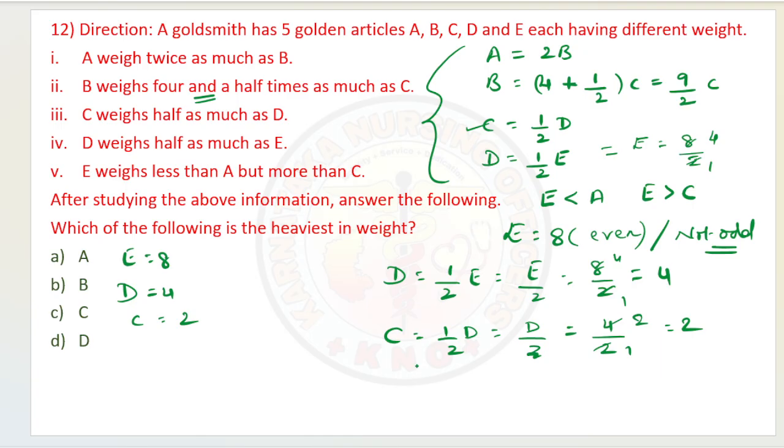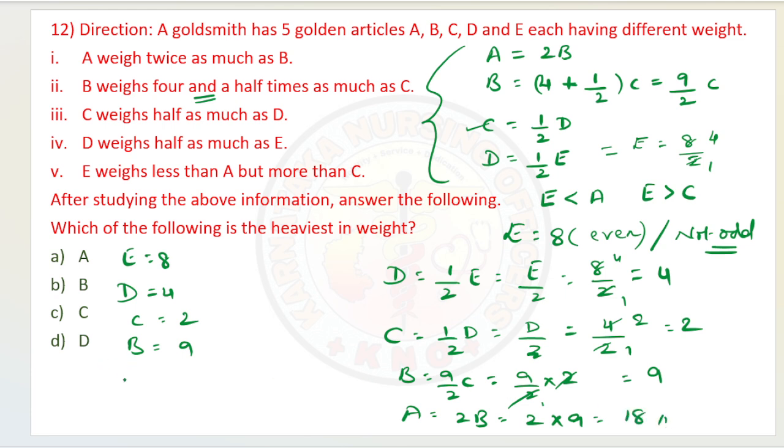Then calculate B. B is equal to 9 by 2 times C. The C value is 2, so the 2s cancel, and we get 9. So the B value is 9. Then calculate A. A is equal to 2B, that is 2 times the B value of 9. So 9 twos are 18. So now the A value is 18.